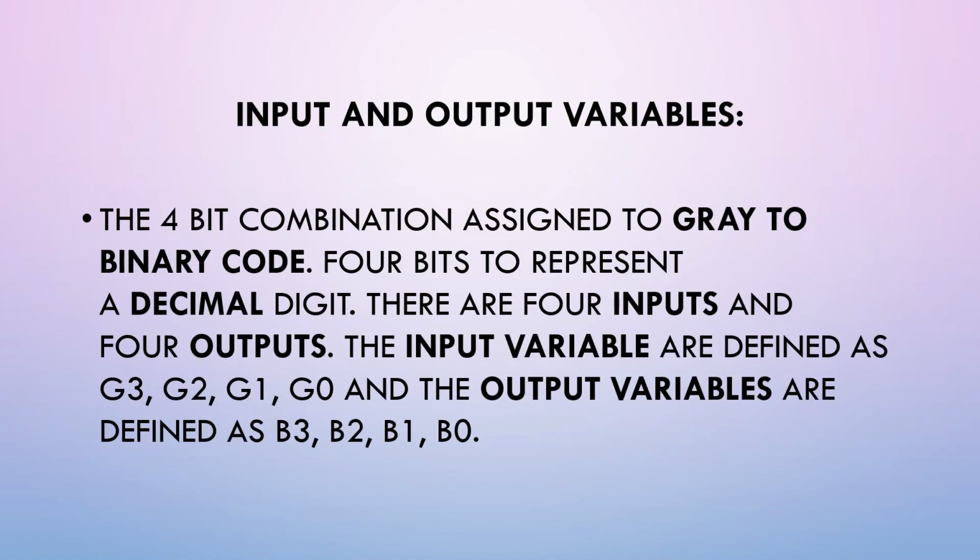Input and output variables. The 4-bit combination assigned to gray to binary code. 4 bits to represent a decimal digit. There are 4 inputs and 4 outputs. The input variables are defined as G3, G2, G1, G0, and the output variables are defined as B3, B2, B1, B0.